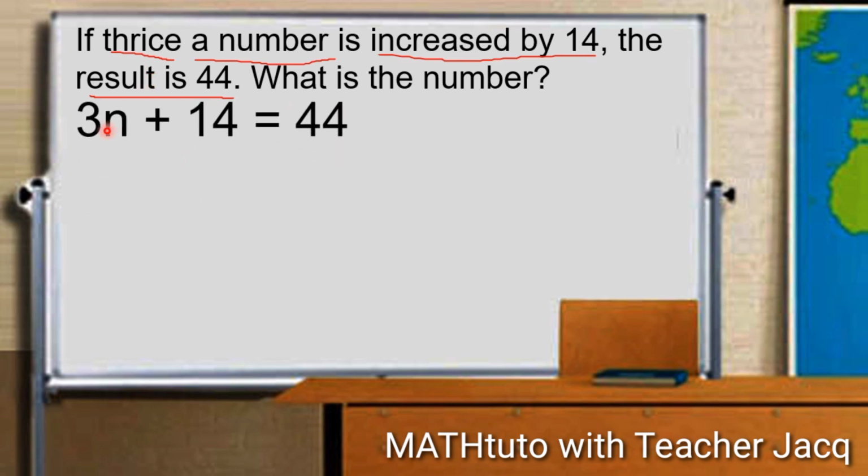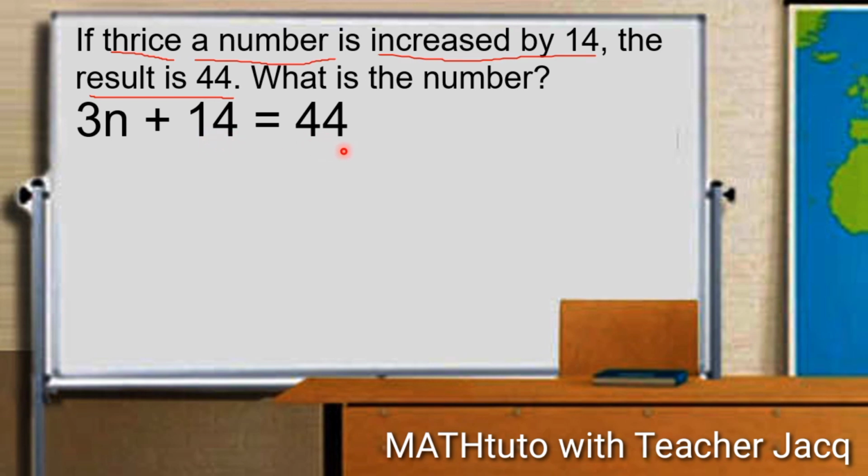Meron tayong 3n for thrice a number plus para dito sa increased and then by 14. Result is equals and then 44. Kaya meron tayong equation na 3n plus 14 equals 44. So, kung titignan mo yung ating equation, hindi mo pwedeng ipag-plus or ipag-add si 3n at saka si 14. So, ang pwede mo ngayong isolve dito is si 14 at saka si 44.